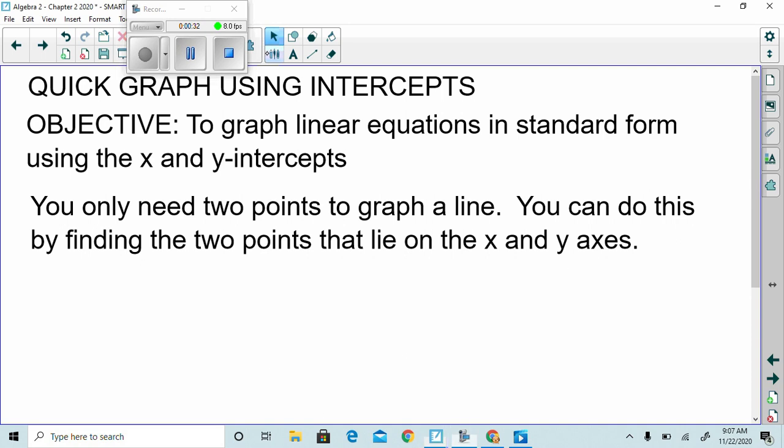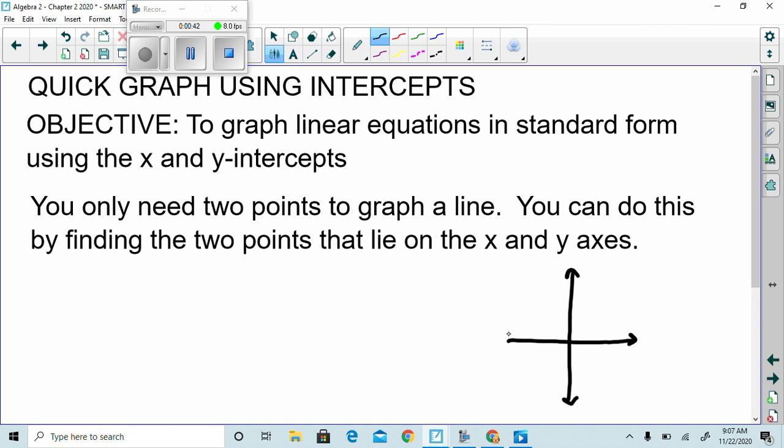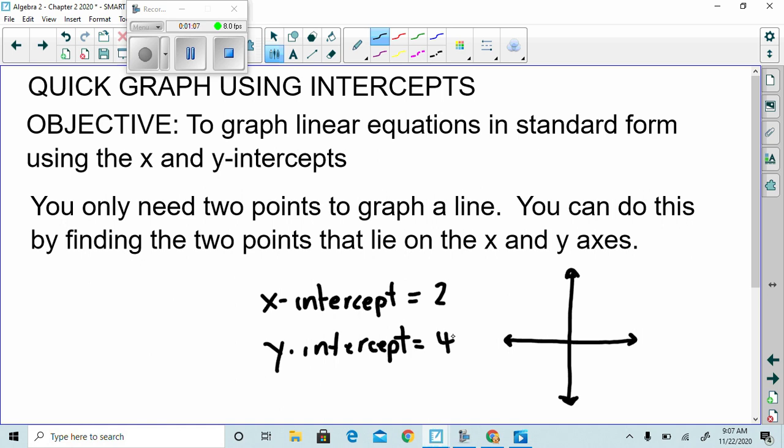If you were given the intercepts, and we'll do the easy ones first. If you don't have graph paper, you can do a rough sketch because we're just, again, getting an estimated graph of a line with this. If I tell you that your x-intercept equals 2 and your y-intercept equals 4, we can graph those 2 points.